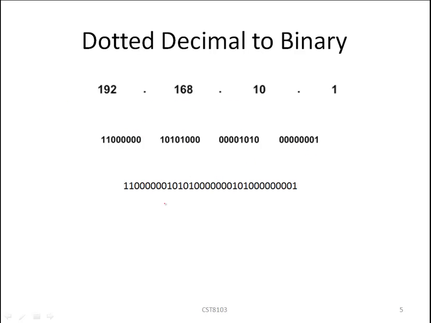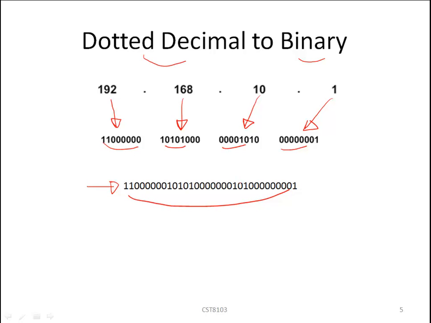Now let us look at the reverse process. How do we convert a dotted decimal to its binary equivalent? Well, each decimal will convert to an octet. So we convert the decimal to its binary equivalent. We end up with 4 octets. We concatenate all 4 octets, and the result is our 32-bit binary address. Voila, it's that simple.